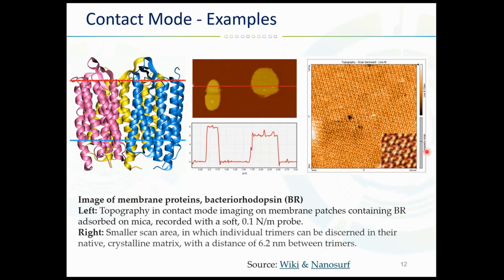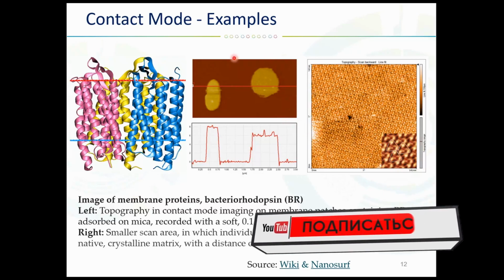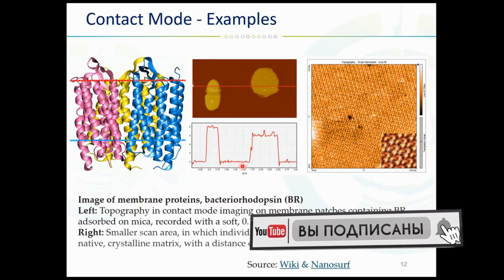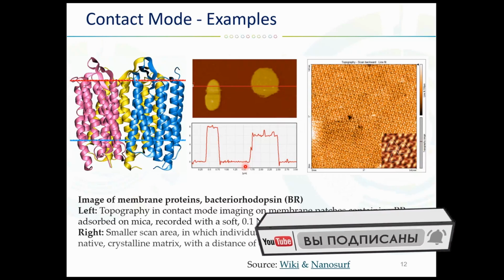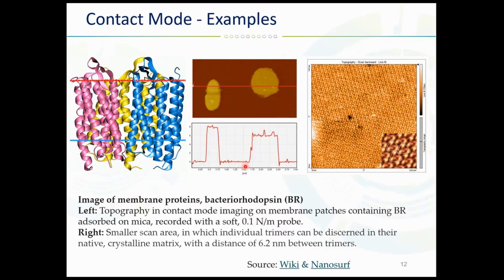So this is the low resolution scan of the membrane, and this is the high resolution scan of the membrane. And as you can see, it is very densely packed, and it forms these kinds of triangles. And in the middle part here, this bacterial rhodopsin was measured in a buffer solution. And here you have two membrane patches containing bacterial rhodopsin.